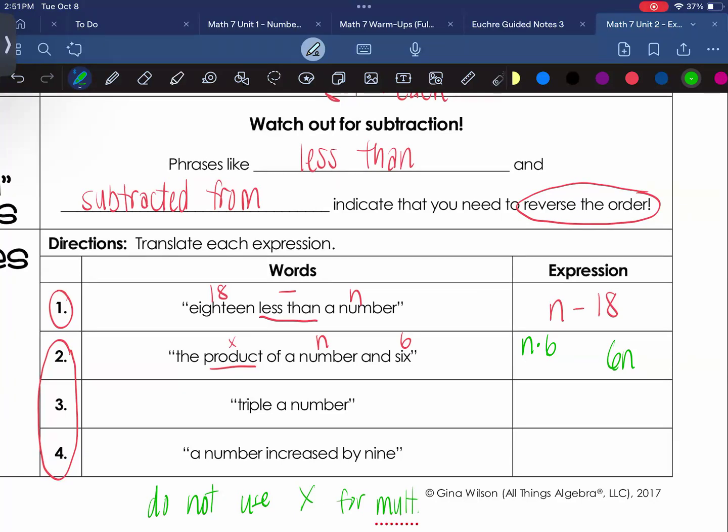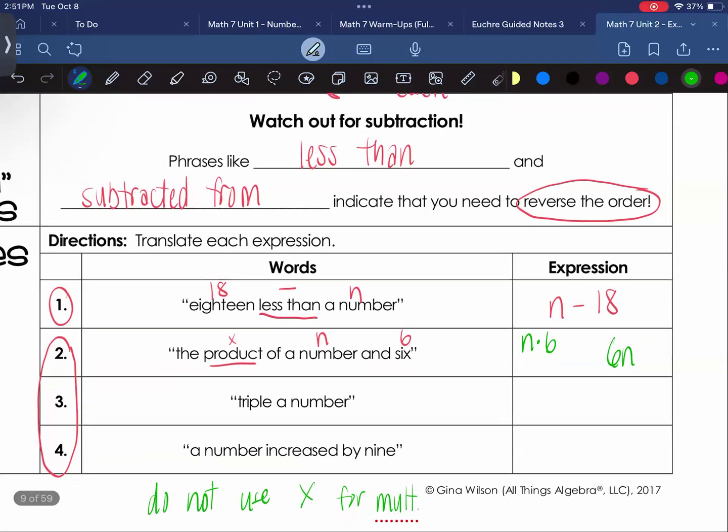Think for a second, why do I not want you to use x for multiplication right now? The reason we don't want to use this symbol anymore is because it looks like the letter X. Now that we're dealing with letters and numbers, that gets too confusing. So don't do that.